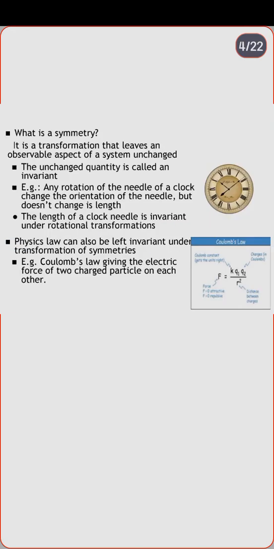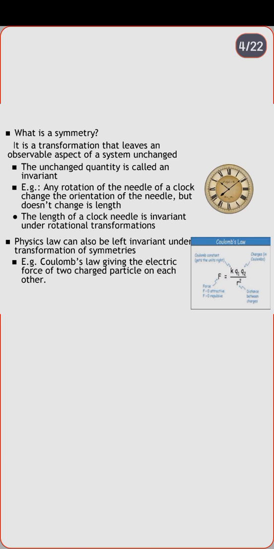What is a symmetry? It is a transformation that leaves an observable aspect of a system unchanged. The unchanged quantity is called an invariant. Example: any rotation of the needle of a clock changes the orientation of the needle but doesn't change its length. The length of a clock needle is invariant under rotational transformations.